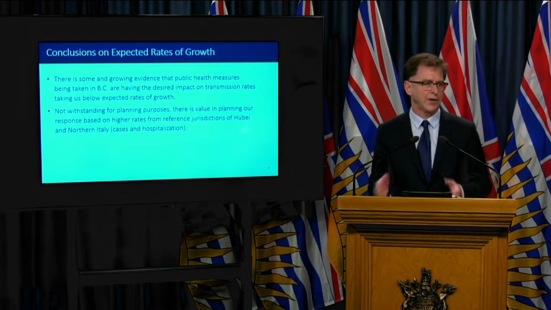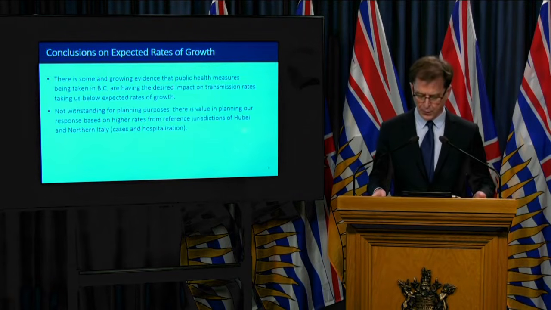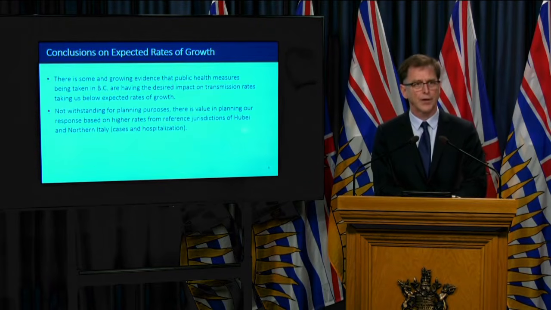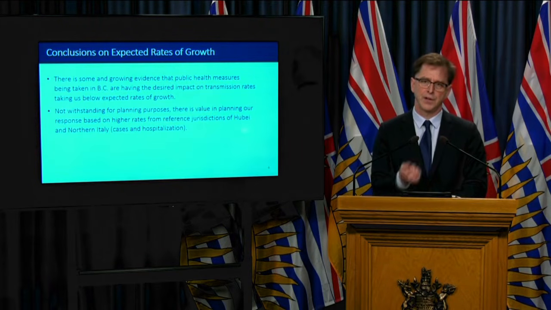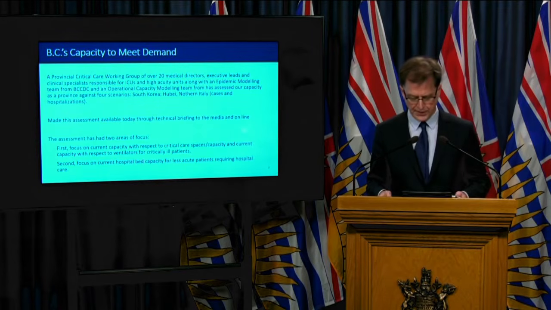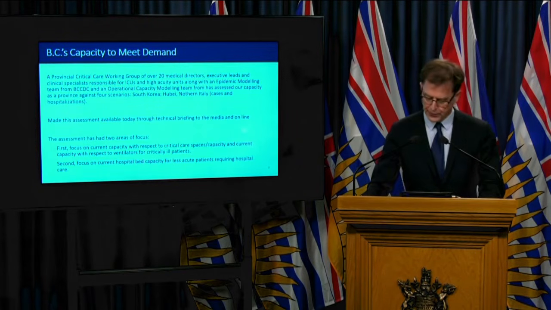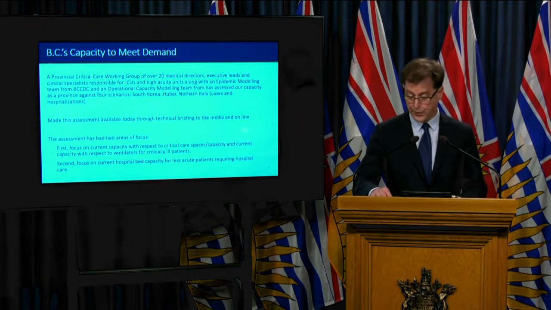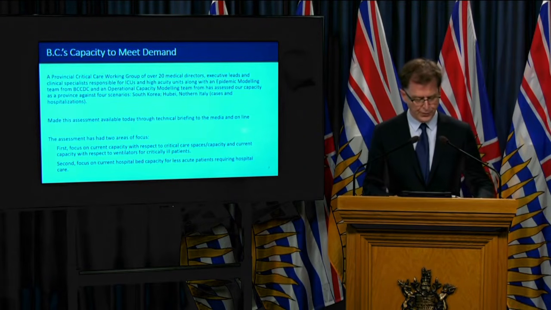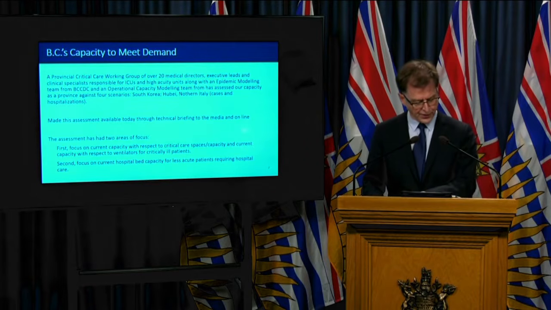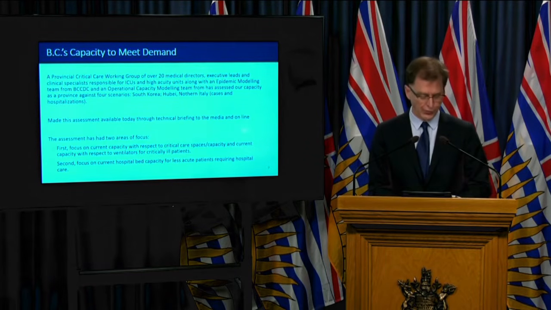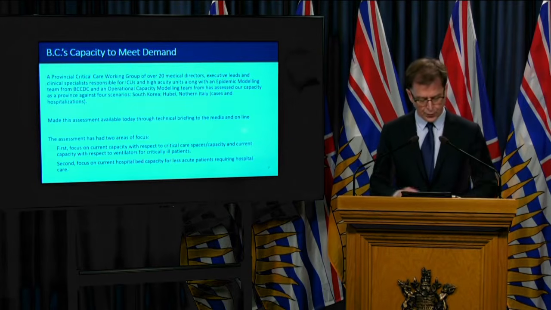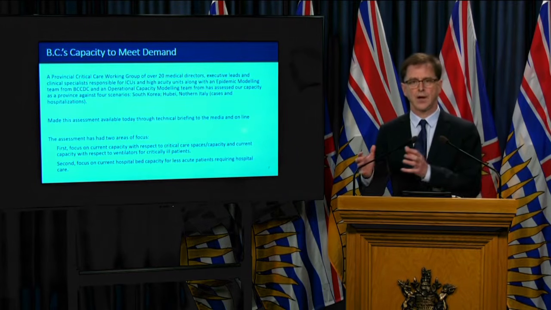It's an extraordinary group. Dr. Henry talked about the team mostly at the BC CDC, which was involved in the modeling. But we're also talking about a provincial critical care working group that has come forward to deal with what we need, our projections and what we need. Here in British Columbia, of over 20 medical directors, executive leads, and clinical specialists responsible for ICUs and high acuity units, along with the epidemic modeling team from the BC CDC and an operational capacity modeling team that has assessed our capacity as a province against 4 scenarios: South Korea, Hubei, Northern Italy cases, and Northern Italy hospitalizations.